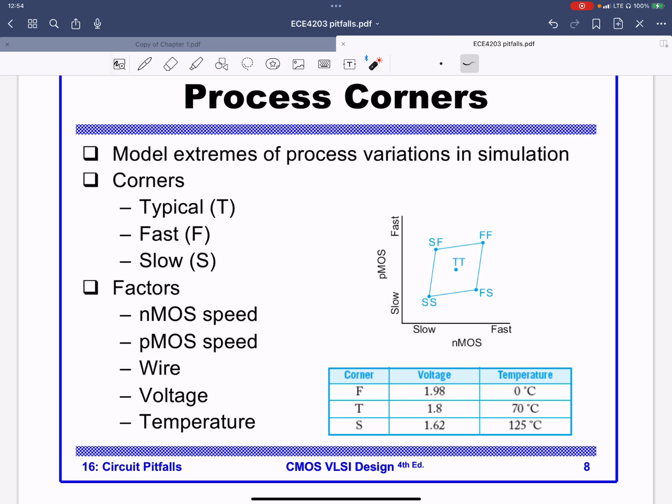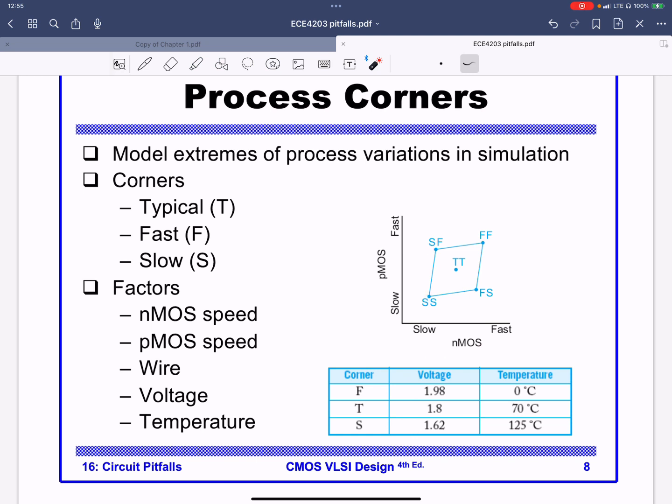So this is for a 1.8 volt process. At a 1.8 volt process, plus 10% gives you 1.98 volts, minus 10% gives you 1.62 volts. Both of these are permissible for the chip to run at, or for the transistors to run at. A 1.98 volt device will be running fast, and a 1.62 volt device, in terms of the VDD supplied to it, is running slow, and a 1.8 volt device is running typical. So you have to simulate with all these voltages.